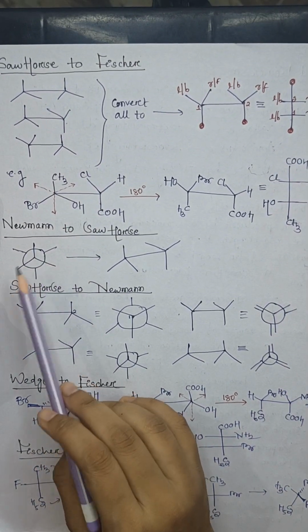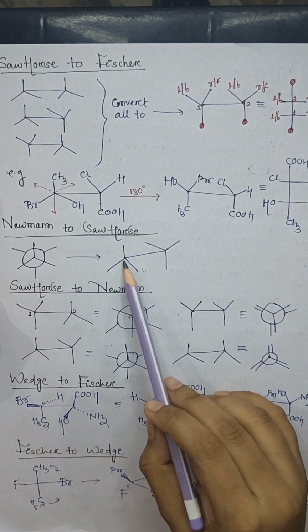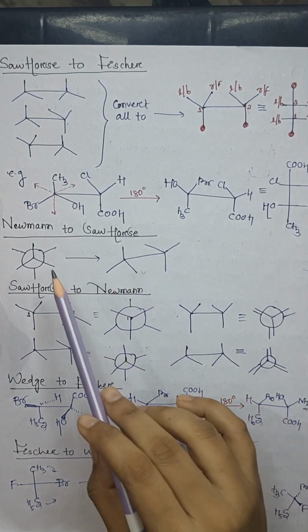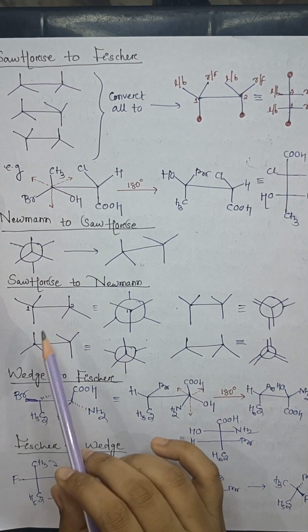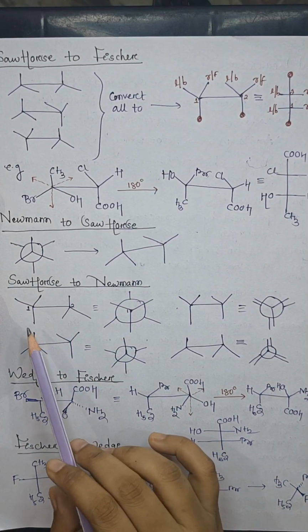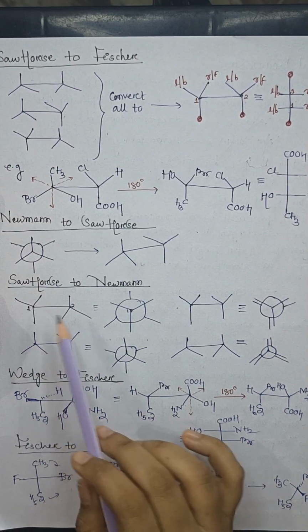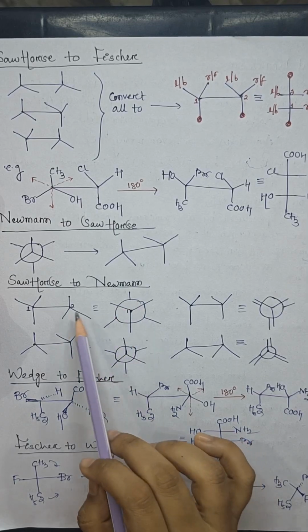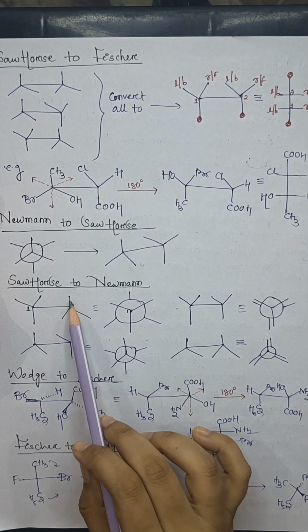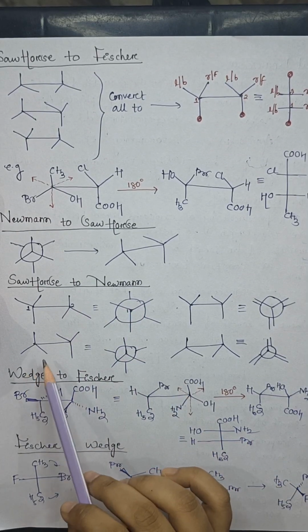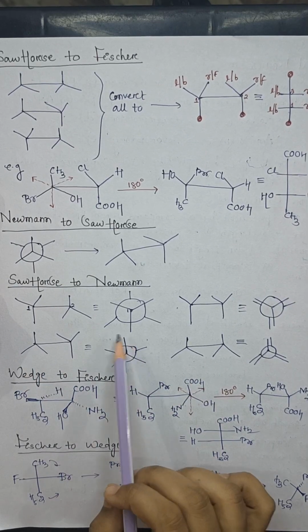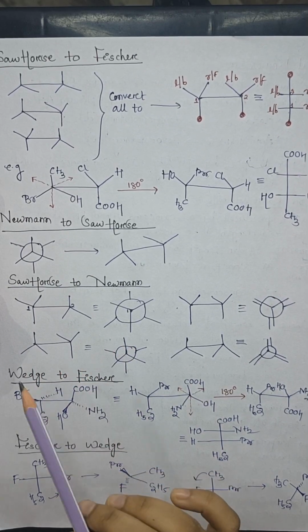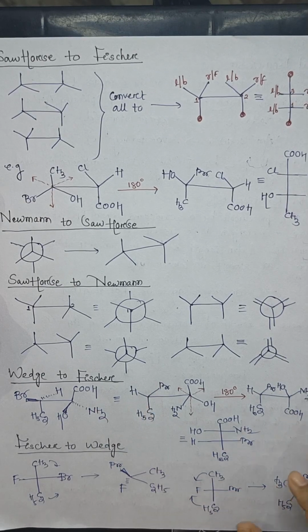Next, from Newman to Sawhorse. By removing this circle and joining with a solid line, we can convert from Newman to Sawhorse. Then, from Sawhorse to Newman, here is the projection, here is the front carbon, and the circle represents the back carbon, that is carbon number 2, and here are the atoms. So these are different representations of Sawhorse to Newman, drawing a circle which represents carbon number 2.